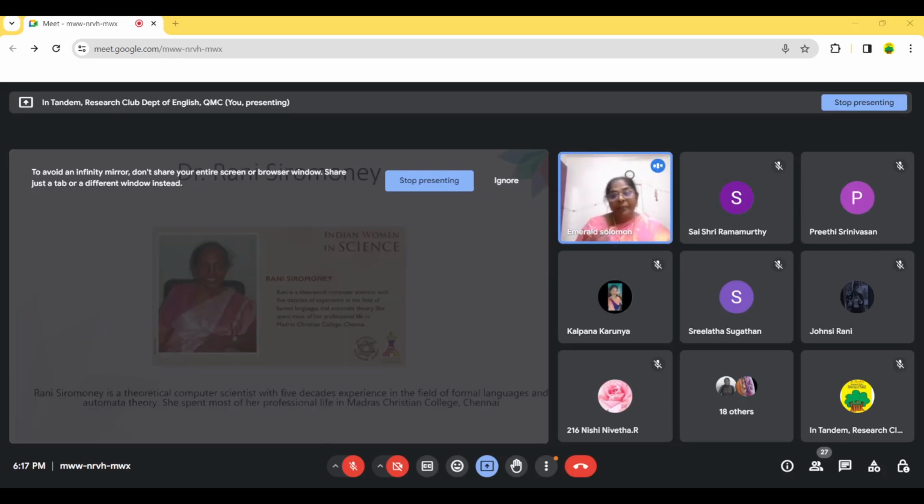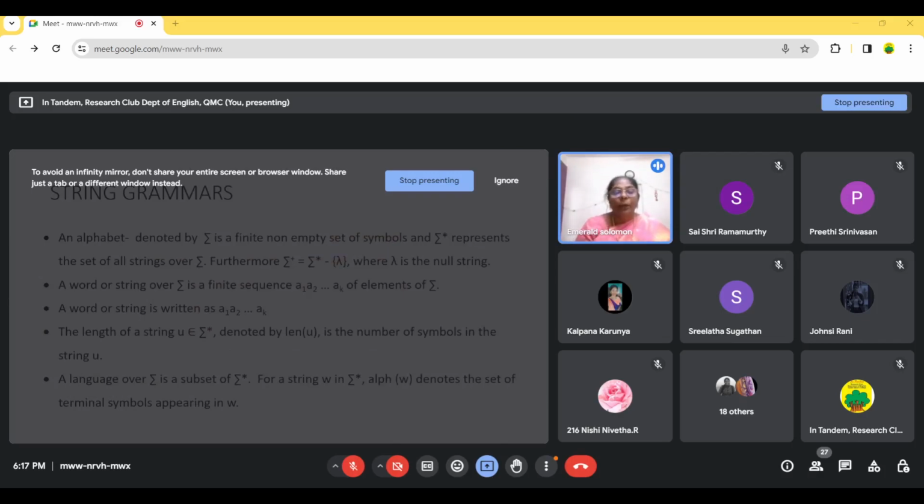If I take Tamil, there are a different set of alphabets. A, E, Ka, Ka, all those things are there.